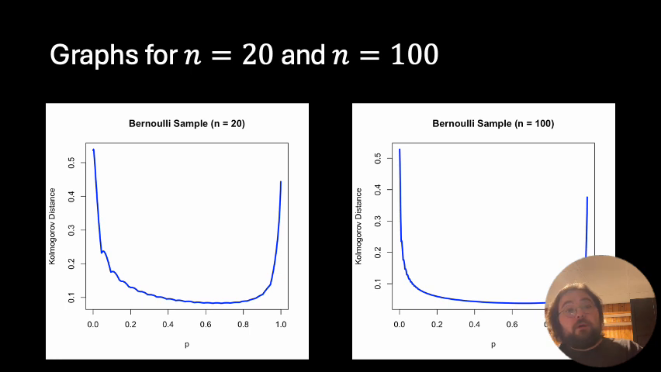Here are the Kolmogorov distances when the sample sizes are 20 and 100. The curves are starting to look smoother, but the lack of symmetry around 0.5 is surprising and requires further investigation.